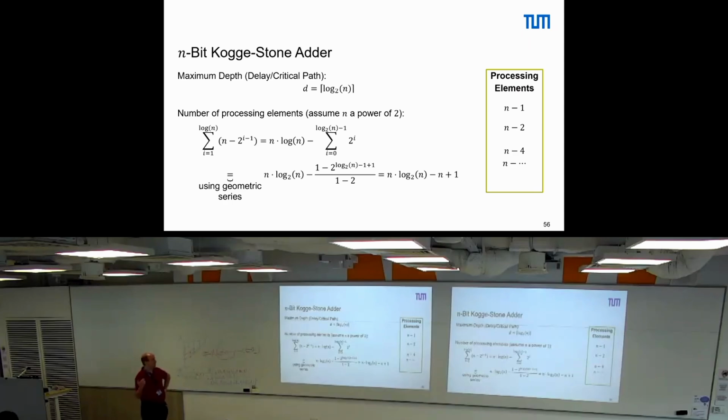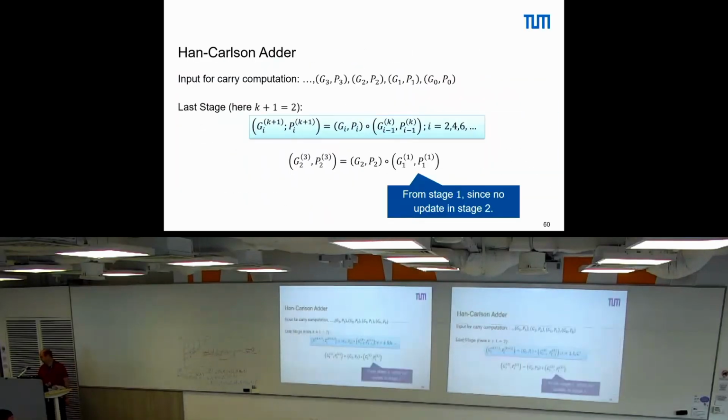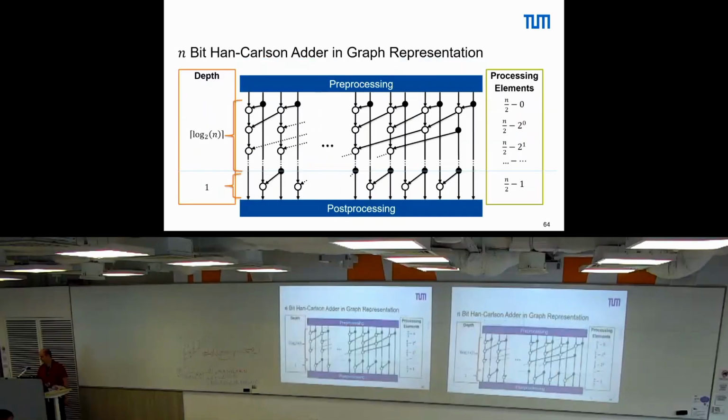So what I want to point to is that Han-Carlson is effectively, for the odd indexes, the same as Kogge-Stone, right? We do exactly the same computation, just only on the odd paths. So if you compare this graph here with the graph a few slides below, and you look only at this path, only in the odd columns, then it's exactly the same, right?